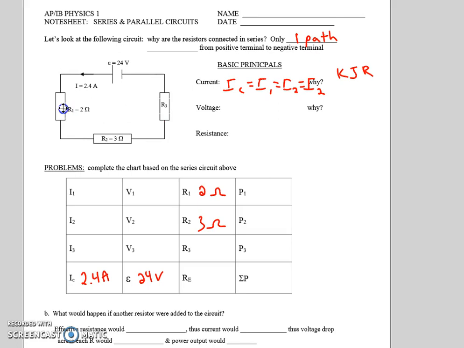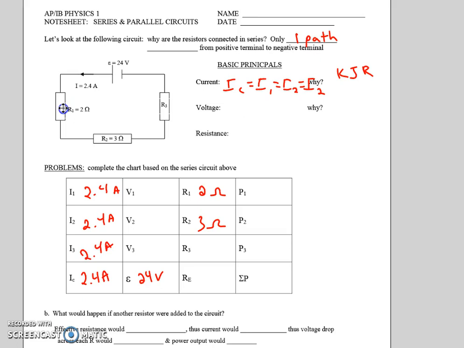So if we want to start filling in the chart that I have here, you were told that the current in the circuit is 2.4 amps, so we know that the current through each resistor is also 2.4 amps. That's a given for a series circuit, irrespective of their resistances. That's really important to keep in mind.